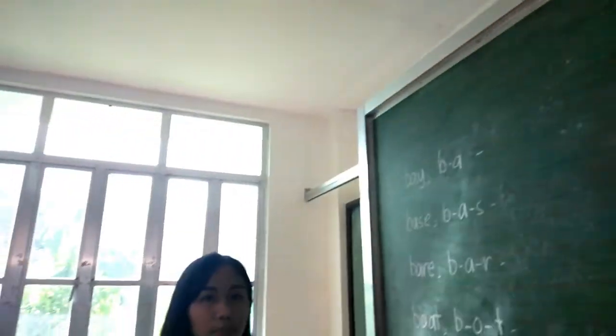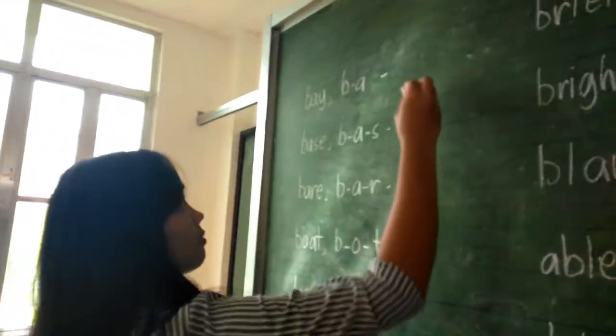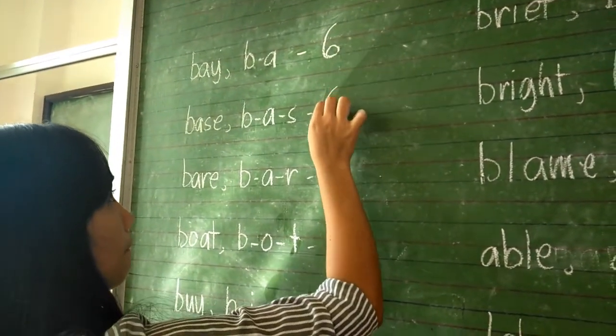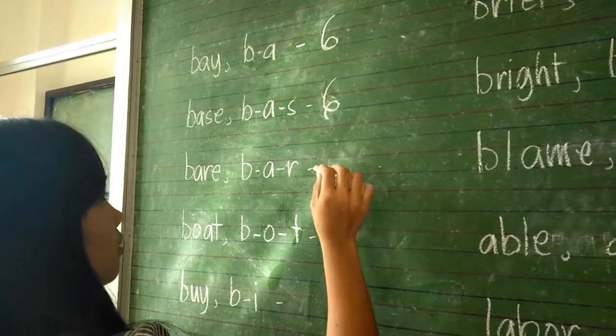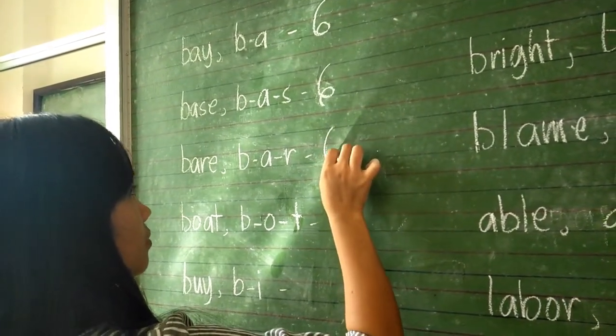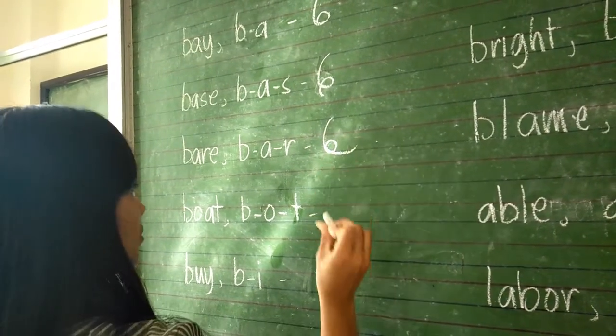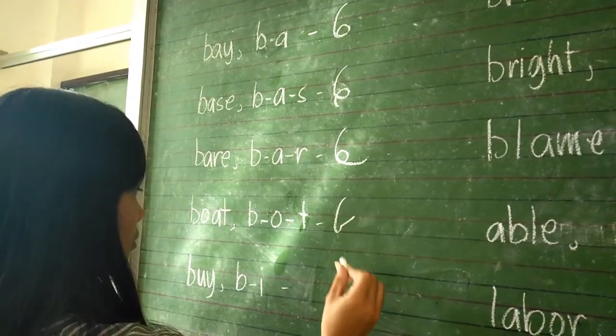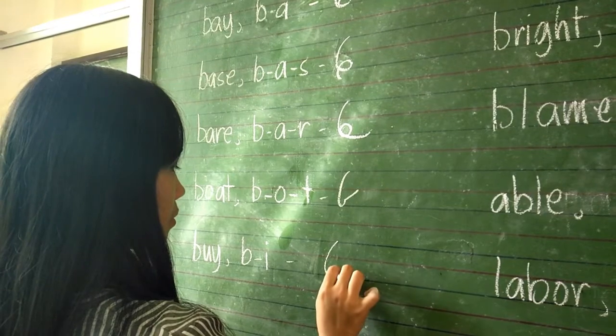The shorthand stroke for B is also a downward curve the same shape as the left S and P, except that it is much larger, approximately the full height of the space between the lines in your shorthand notebook. Bay. The word bay is represented by B and A. Base is represented by B, A, and left S. Bear is represented by B, A, and R. Boat is represented by B, O, and T. Buy is represented by B and long I.